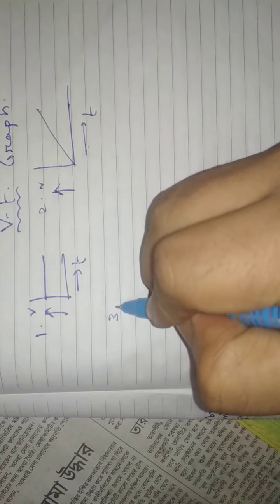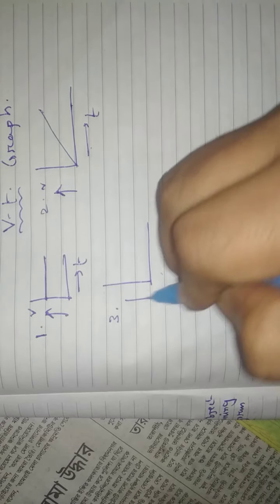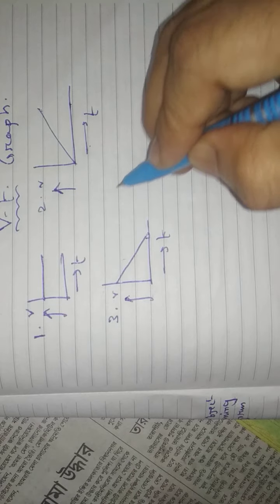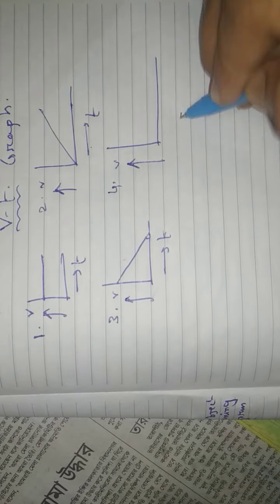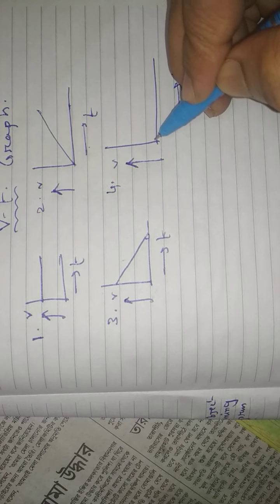Number 3, the graph can be like this. And number 4, velocity versus time graph, the graph can be like this.